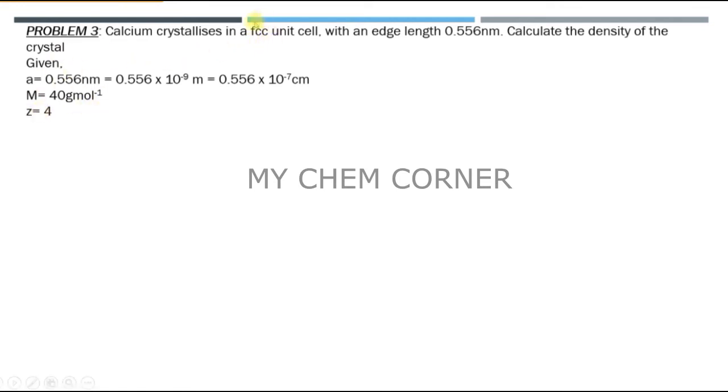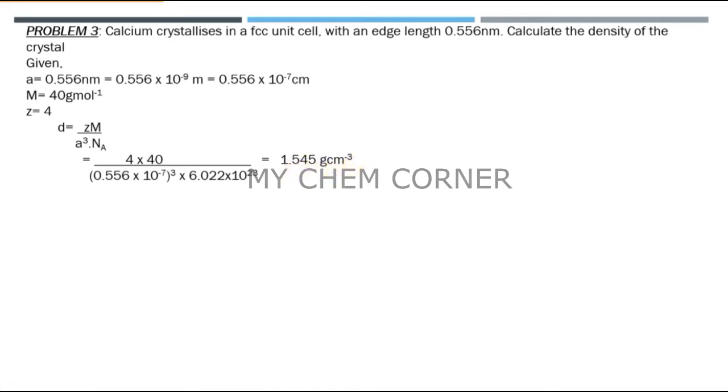Then Z value is 4 because here it clearly says FCC. The number of atoms per unit cell for FCC is 4. Avogadro's number is a constant. It is learnt by heart. So you just substitute all these values in the formula. Instead of Z we have 4. Instead of M we have 40. Divided by A cube, which is 0.556 into 10 to the power minus 7, cubed. The minus 7 is for conversion from nanometer to centimeter. Cube it, into Avogadro's number. When we calculate this entire thing, your value here is going to be 1.545 gram per centimeter cube.